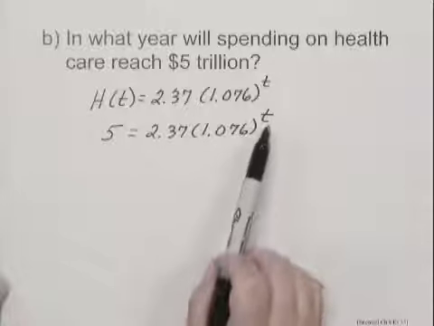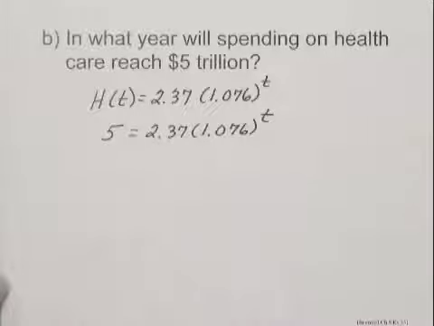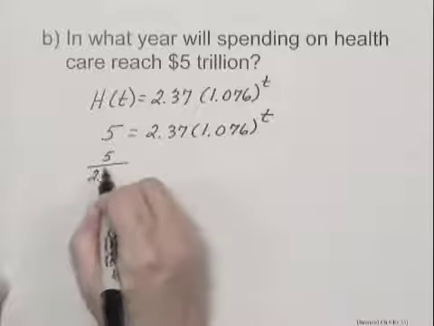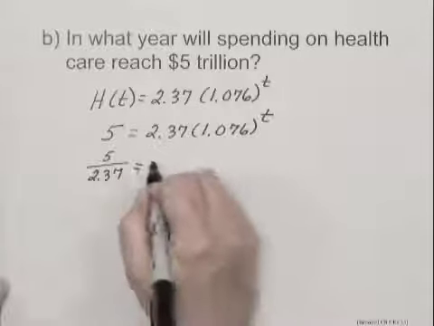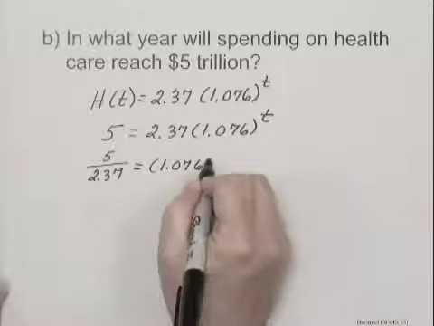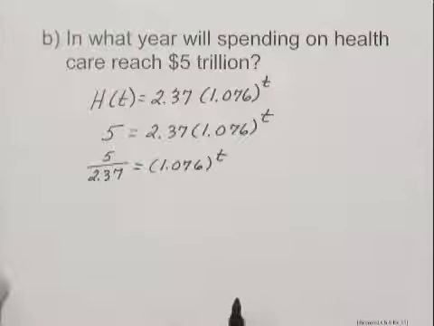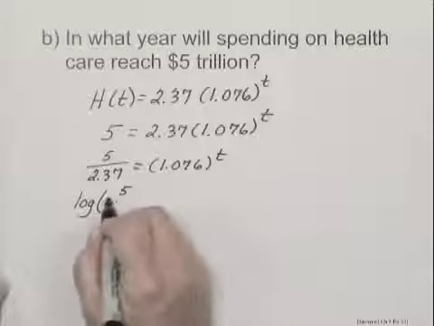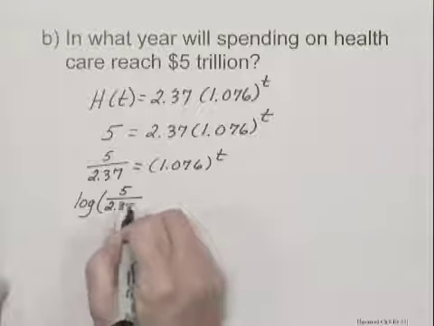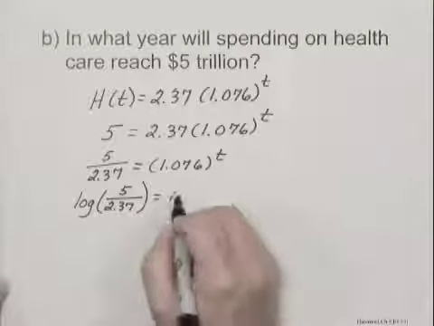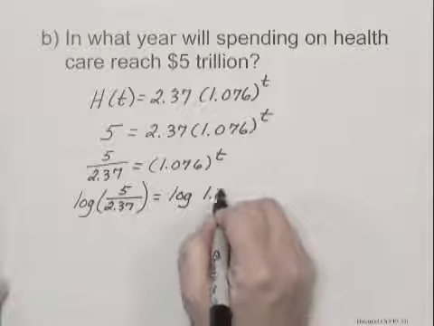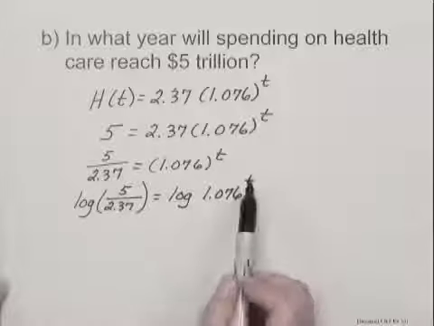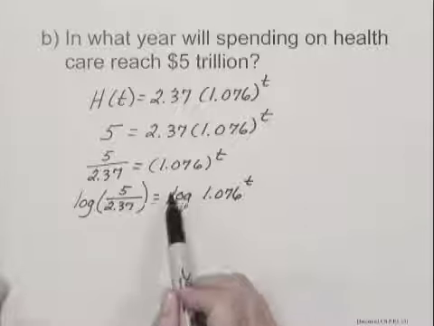We're going to eventually use logarithms, but the first thing we'll do is divide both sides by 2.37. We have 5 divided by 2.37 equals 1.076 to the tth power, and now we use logarithms. The log of 5 over 2.37 equals the log of 1.076 to the tth power. And now we can bring the t down. That's the value of the logarithm.